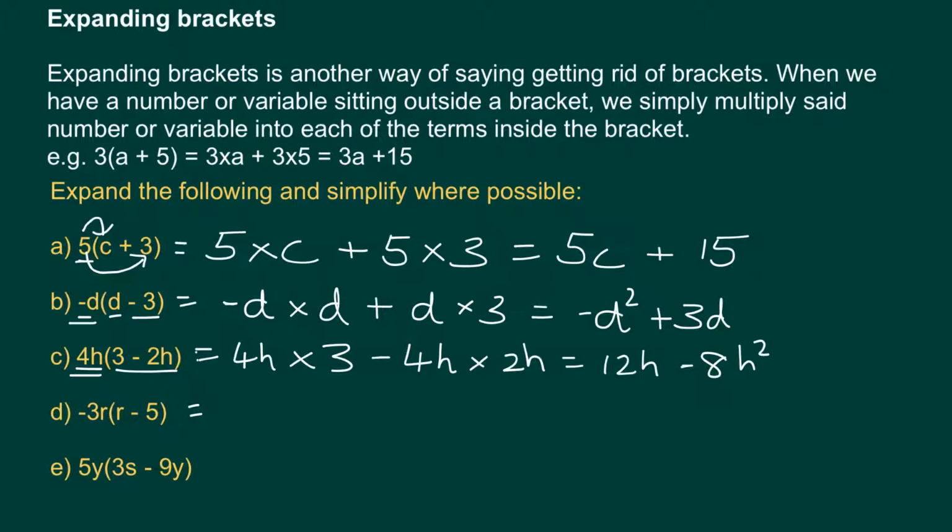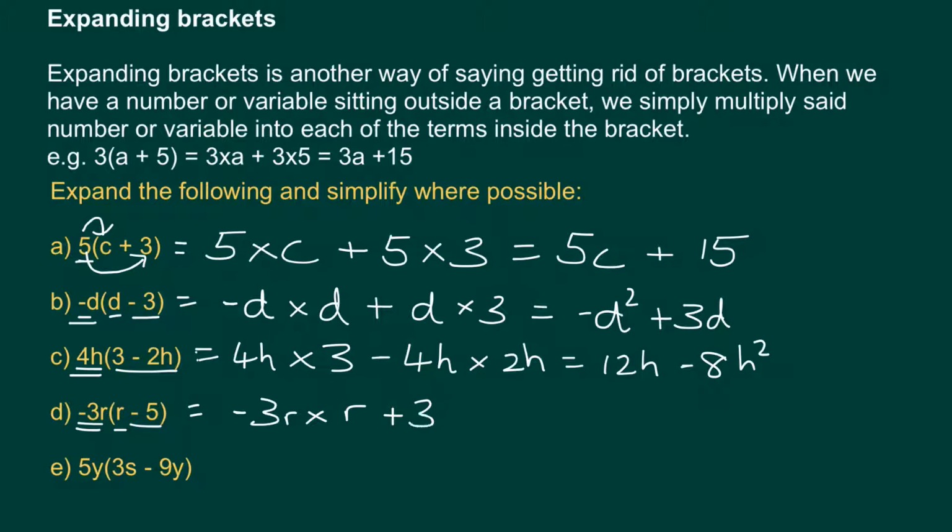So I hope you guys are following along. So let's now have a go at example number D. So we have minus 3r sitting on the outside and r minus 5 sitting on the inside. So again, we are multiplying a negative to a positive, so we know that the answer is going to be negative. So we have 3r multiplied by r, and then we have again a negative multiplied by a negative, which is going to give us a positive in the middle.